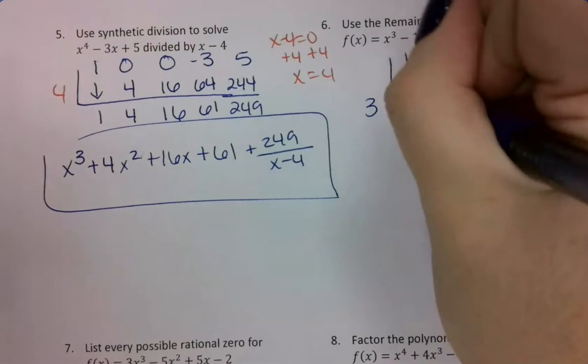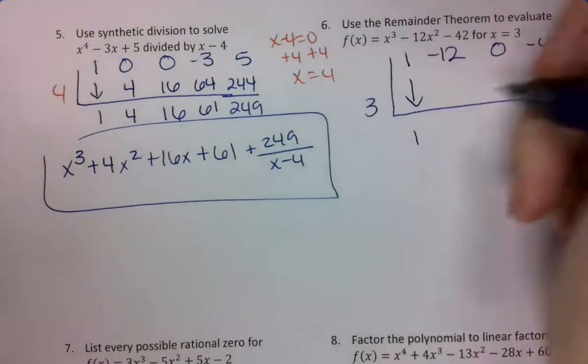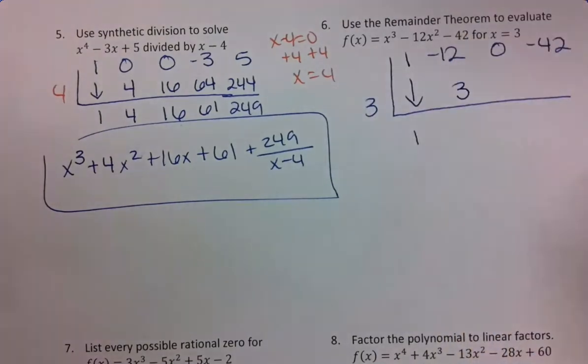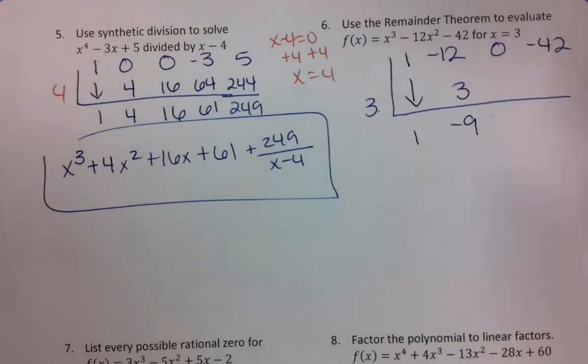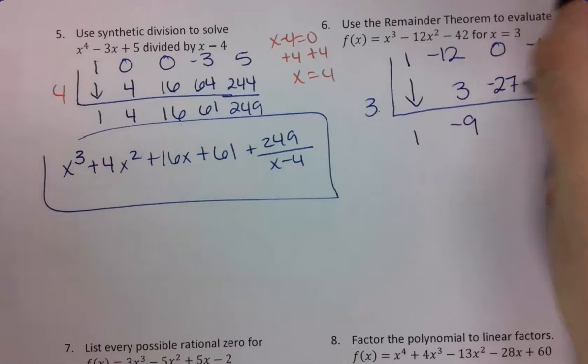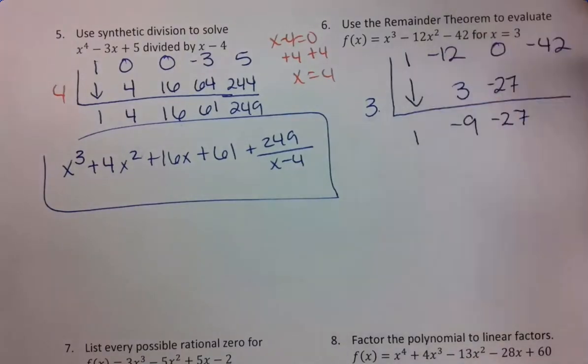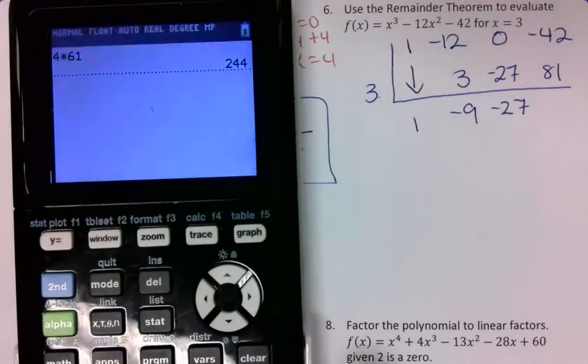Then I want to go ahead and drop down the 1. I'm going to take 3 times 1, which gives me 3. Negative 12 plus 3 is negative 9. 3 times negative 9 is negative 27. I drop down that negative 27. Negative 27 times 3 is positive 81. And then I'm going to add on the calculator because I know I'm going to mess this up.